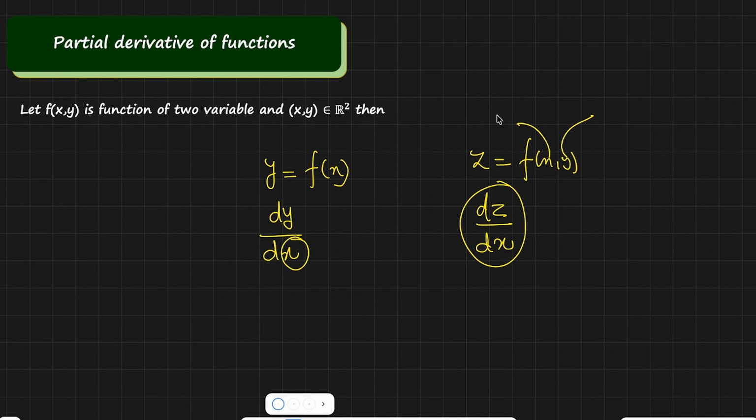It means at a time we are differentiating with respect to one independent variable, and that is called the partial derivative with respect to that independent variable. And the rule is that whenever you are partially differentiating with respect to x, all other variables are constant. This is the notation for this.